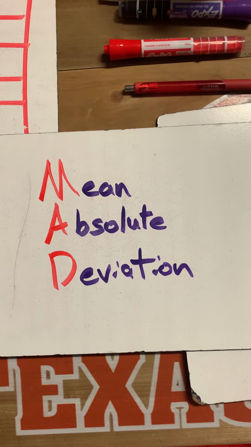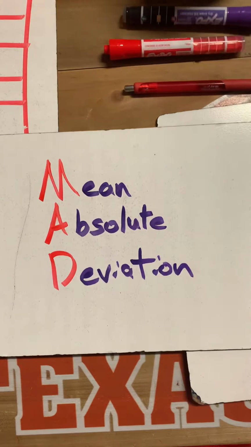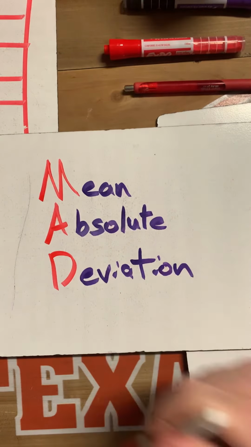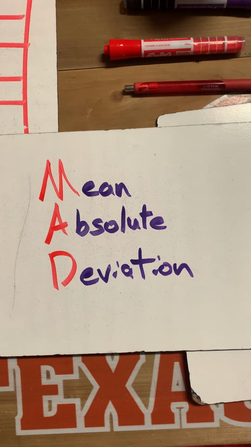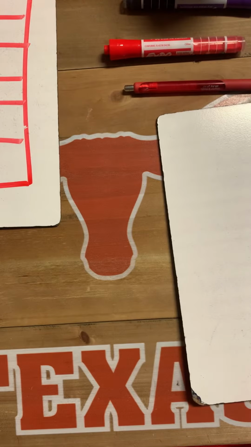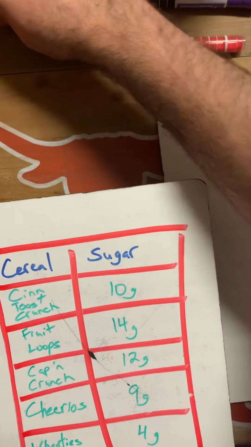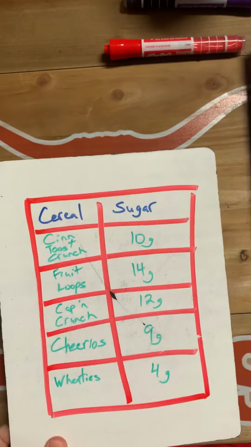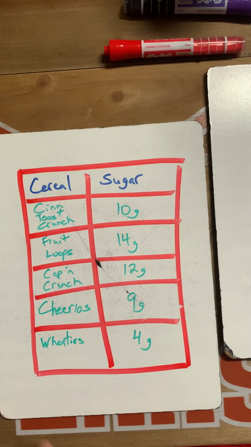Hey guys, so this video is going to be on a review of mean absolute deviation, or as we call it, MAD for short. So what the mean absolute deviation does is it calculates the spread of the data, or how close everything is to the mean, which is also known as the average. Remember, the mean teacher gave me a bad average.